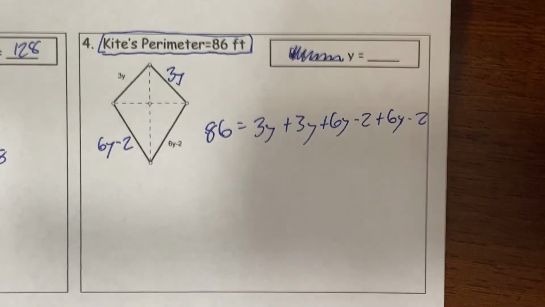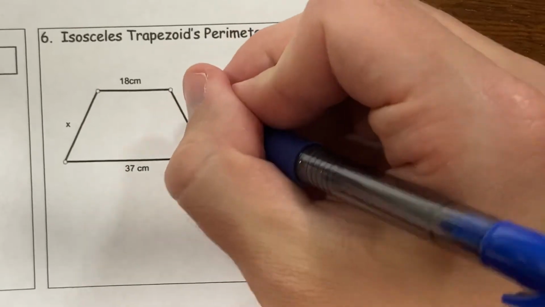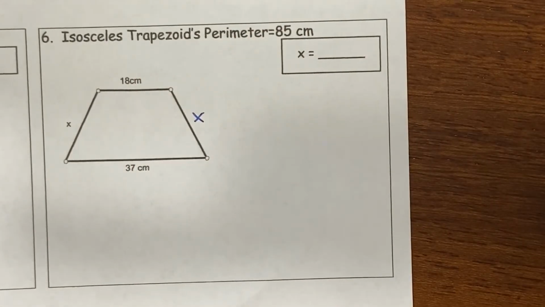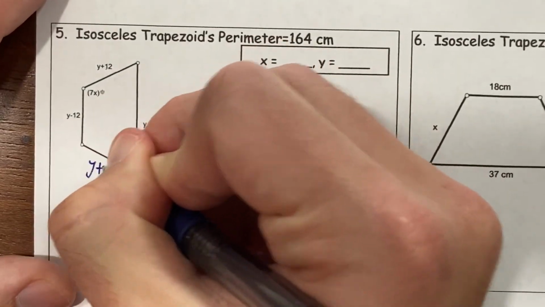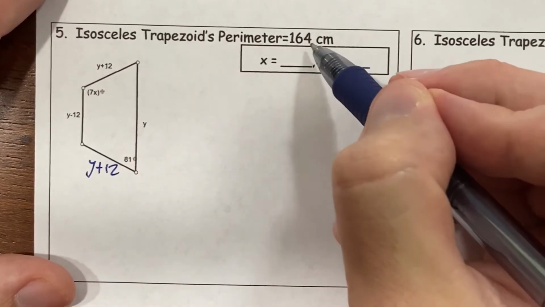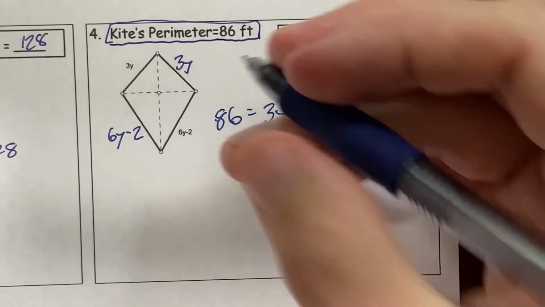And that's true on a lot of these problems like this one. It gives you the perimeter. You know that's x. Add up all the sides. Solve for x. Same thing right here. If that's y plus 12, this is y plus 12. Add up all the sides equals 164. So let's look back at this one.